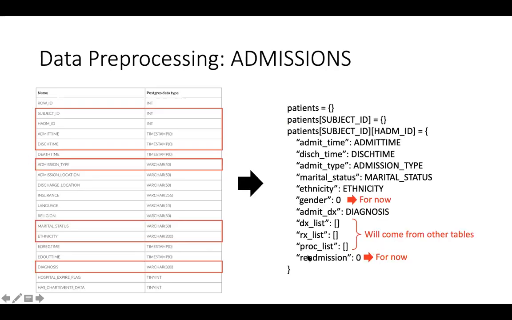And then, of course, we need the final label, whether this patient was readmitted to the hospital within 30 days. So readmission, we're just going to set to 0 for now, because we don't know yet whether the patient came back to the hospital or not. Okay, so far, I hope this is pretty much clear.